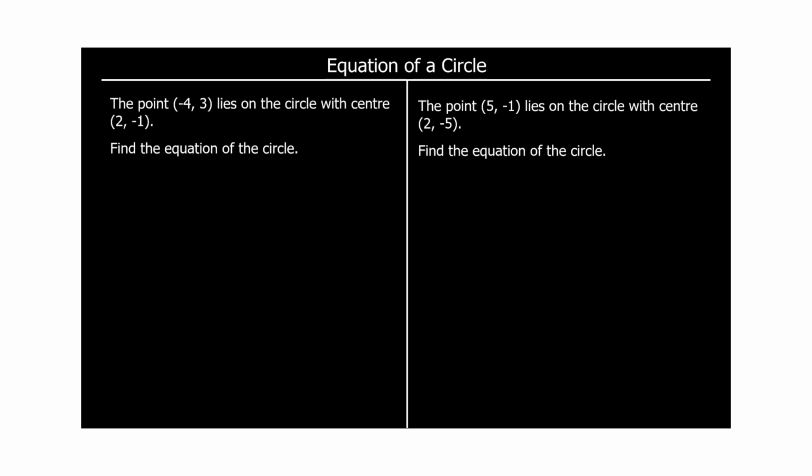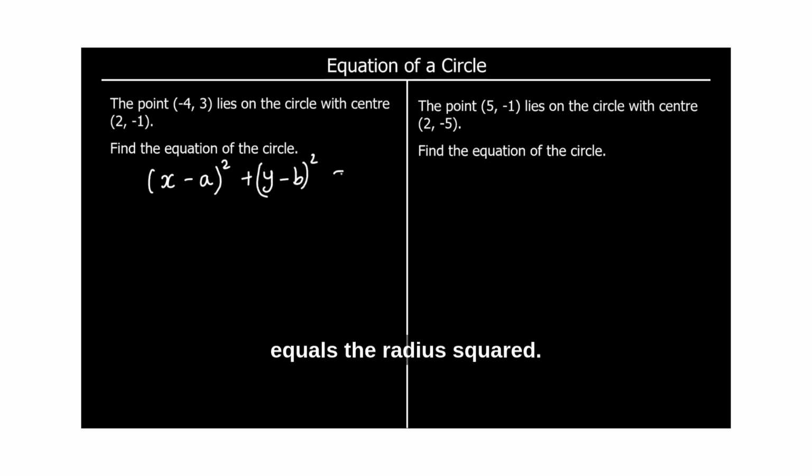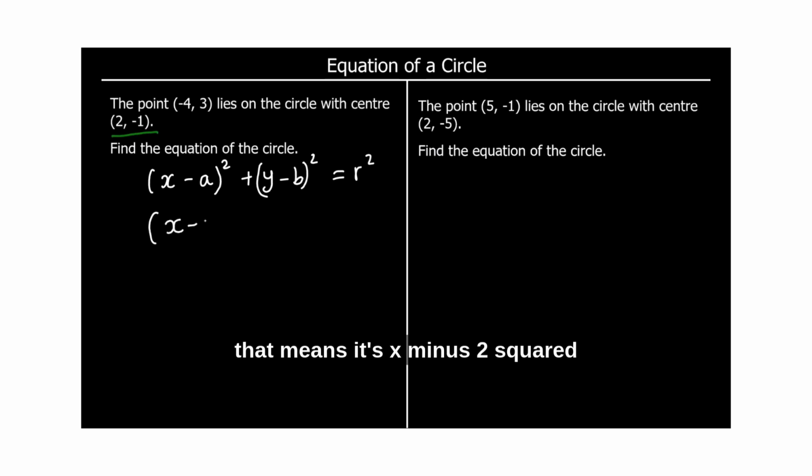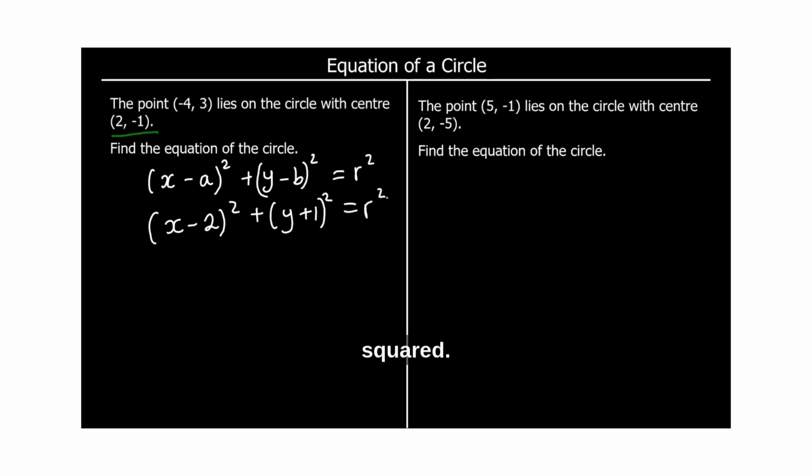This time we've got the point (−4, 3) lies on the circle with center (2, −1). Find the equation. So we know that the equation can be written in the form (x − a)² + (y − b)² = the radius squared. And we know the center of the circle is (2, −1). So that means it's (x − 2)² + (y + 1)² = the radius squared.